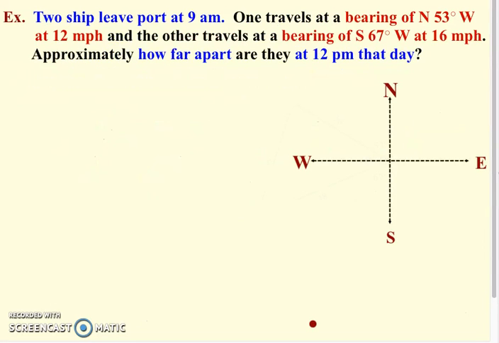So 2 ships leave port at 9 a.m., one travels at a bearing north 53 degrees west at 12 miles per hour, the other south 67 degrees west at 16 miles per hour. Approximately how far apart are they at 12 p.m.? So a couple things. When you start out getting your bearing lines in, you've got to go from north 53 degrees in the direction of west. From south 67 degrees in the direction of west. So those are your bearings, from north towards west, from south towards west. How far apart are they at 12 p.m.?